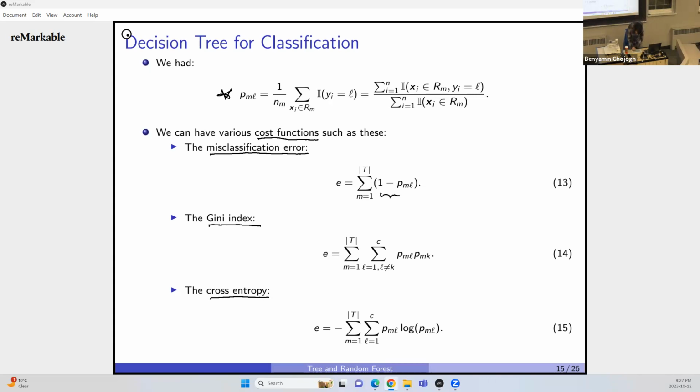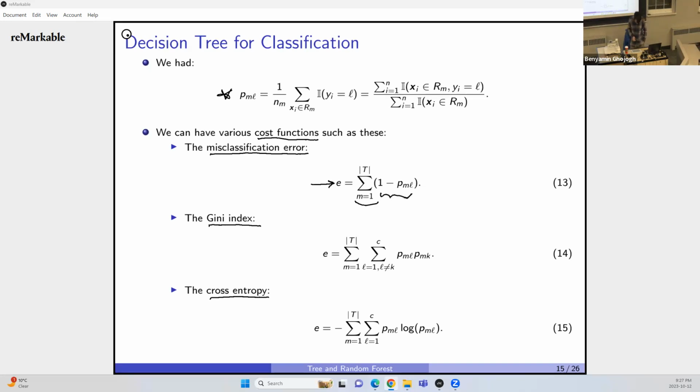So 1 minus PML, do you remember PML should be large, right? To be pure. If PML is close to 1, it means that region is pure for the label L. So I want to maximize PML. As a result, I want to minimize 1 minus PML, right? Did you get it? I want to increase PML, so I need to decrease 1 minus PML. And I do it over all of the regions. So this is the cost of misclassification error.